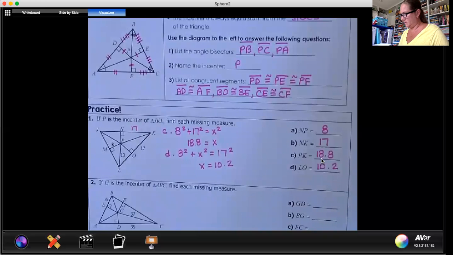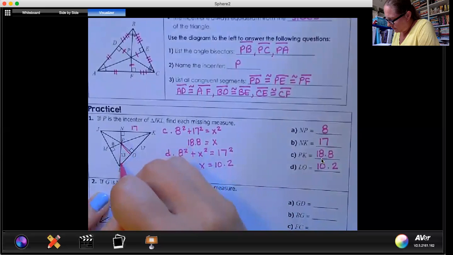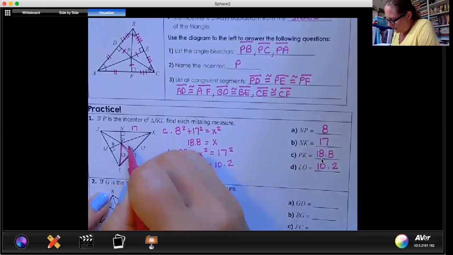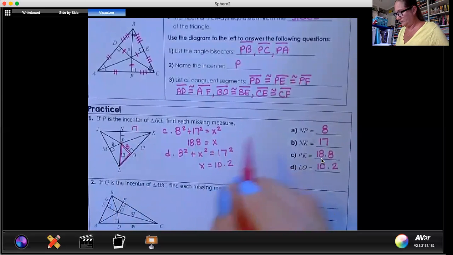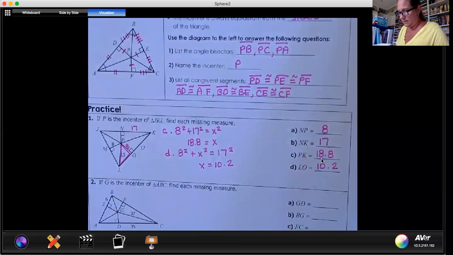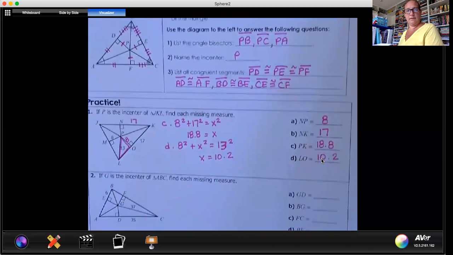I'm not sure that that one's correct. Let's go back and look at that one again. I think we were looking at the wrong triangle. That's 8. So it should have been 13, not 17. 13 squared minus 8 squared, square root of the answer. Yeah, 10.2. I just had it written down here. The answer's right. This should have been 13, not 17.